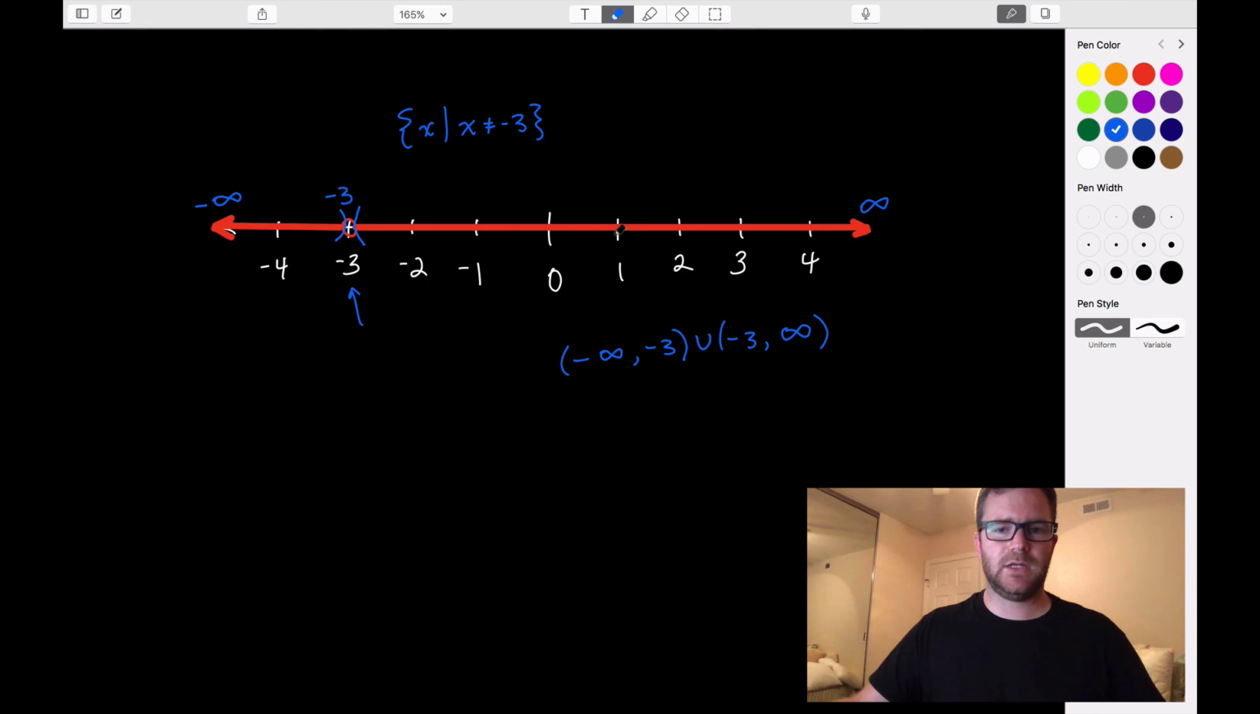Now, set notation in this case looks really nice, easy compared to this. But as you move forward in math and you move forward to calculus, interval notation becomes a lot more prominent. So it's important to know how to write both of these. And we will experience this a lot in our book as well.